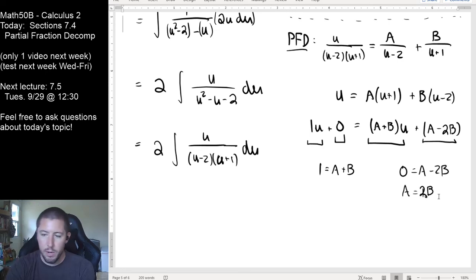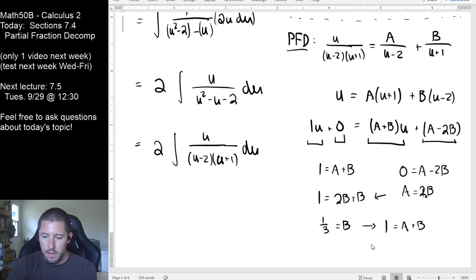Hopefully you've got your algebra experience here. A equals 2B. That's going to tell me that 1 equals 2B plus B, that's 3B, so I'm getting 1/3 for B. If B is 1/3, then 1 equals A plus B tells me that A is 2/3. So I have done my partial fraction decomposition here.